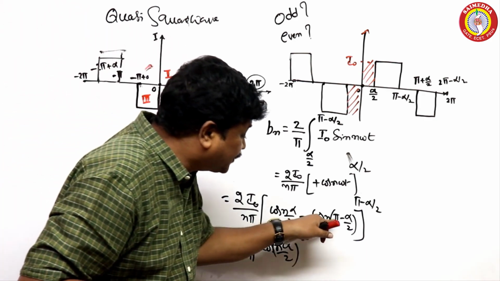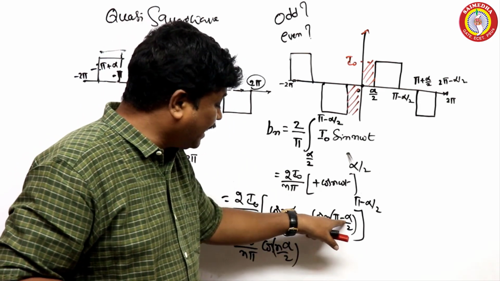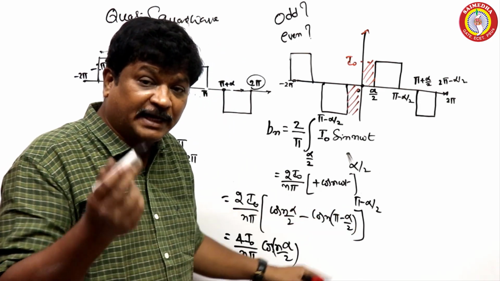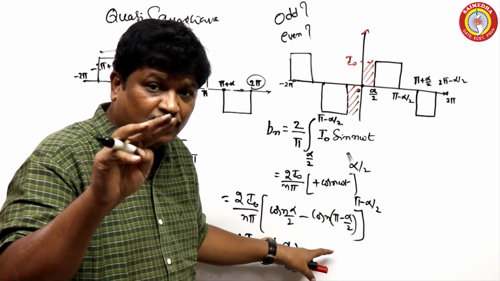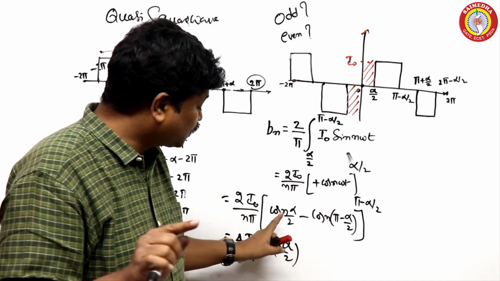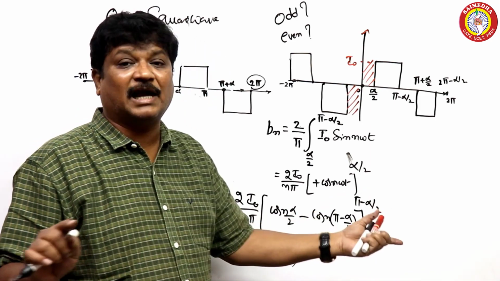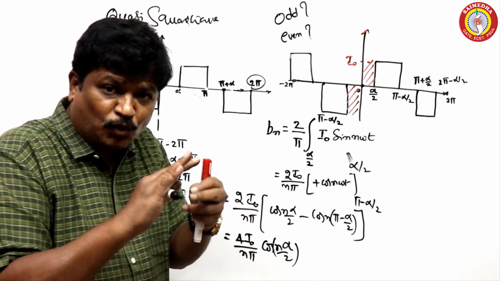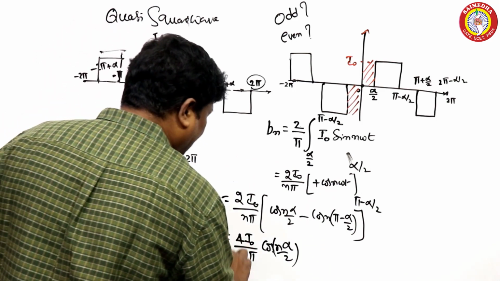But if you substitute even here, n is equal to 2, 2 pi minus alpha by 2, that becomes the fourth quadrant. 2 pi minus theta comes to the fourth quadrant. In the fourth quadrant, cos becomes positive. So then what happened? Cos n alpha by 2 minus cos n alpha by 2 becomes 0. So no even terms are available, only odd terms are available. This is your output expression.